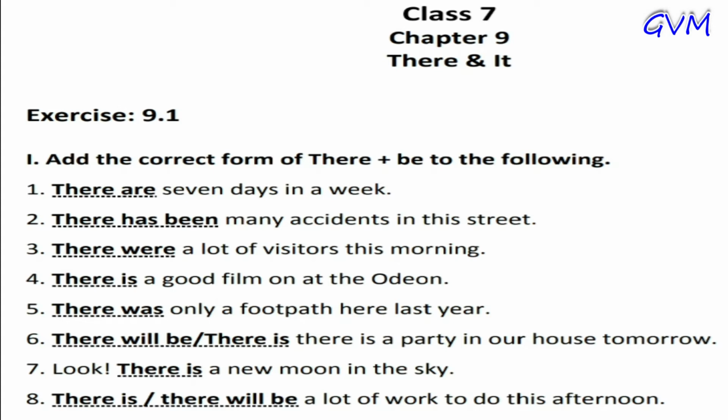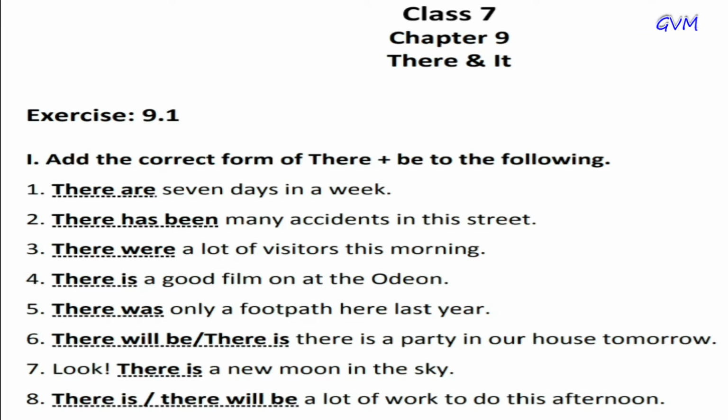We use there also when we talk about something that exists, and in a suitable tense. Third, dash a lot of visitors this morning, and the answer is there were. Fourth, there is a good film on at the Odeon. Fifth, there was only a footpath here last year. Sixth, there will be, and you can also fill in there is. There is a party in our house tomorrow. Seventh, look, there is a new moon in the sky.